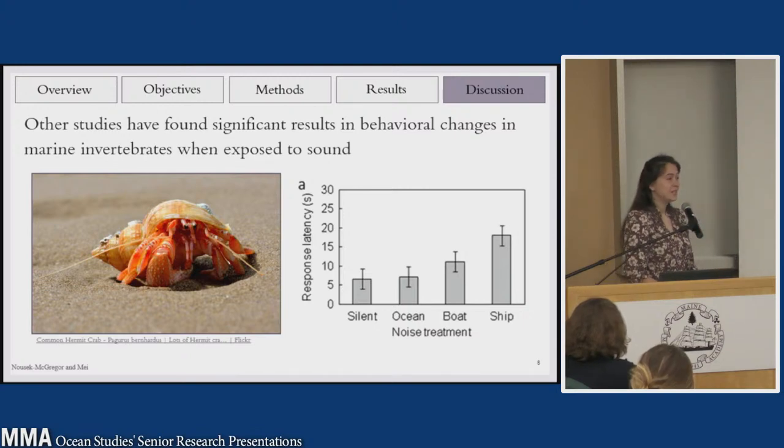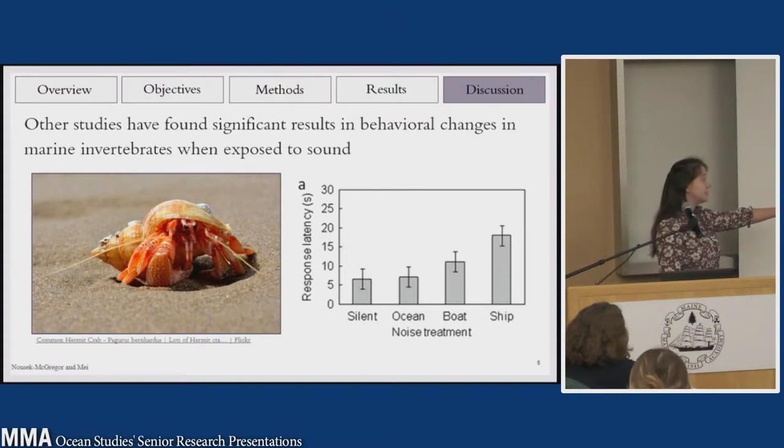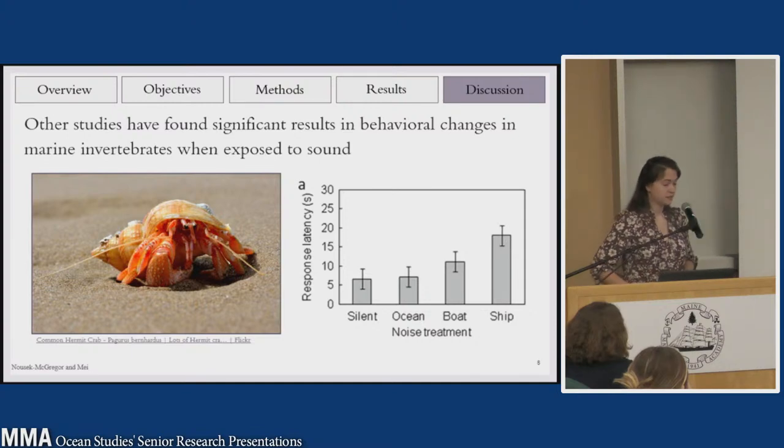Now, a similar study done in 2016 by Nousek-McGregor and Mai also looked at the impacts of noise pollution on the common hermit crab, Pagurus bernhardus, and they too found that there were significant results when they subjected hermit crabs to true playback of shipping noise. They found that after subjecting their hermit crabs to noise, there was a significant decrease in anti-predator defense, meaning that hermit crabs were taking longer to see and respond to predators being in their area. And as you can see in the graph on the left, they show that the response latency increases during the noise treatments in the boat and shipping noise playbacks.